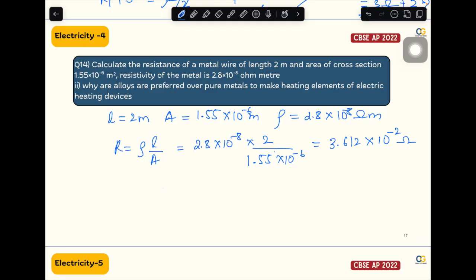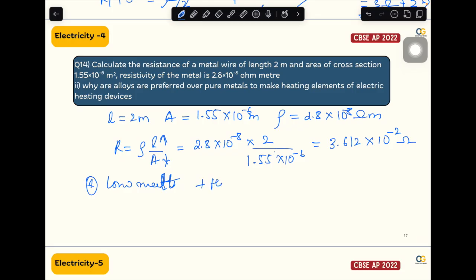It's a straightforward question. Sometimes they will say we will increase the length, what will be the resistance, decrease the area of cross section, what will be the resistance. So you can apply the formula and answer accordingly. The next theory part would be why alloys are preferred over pure metals to make the heating elements of electric devices. Two reasons you can write. One is because of low melting point, they melt late, so all that heat will not cause it to melt.